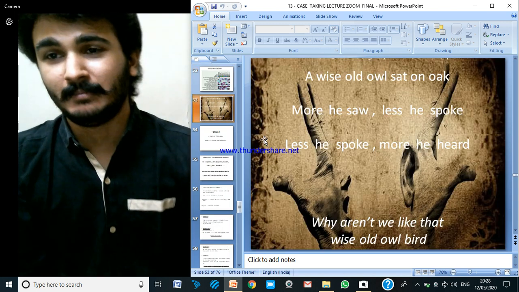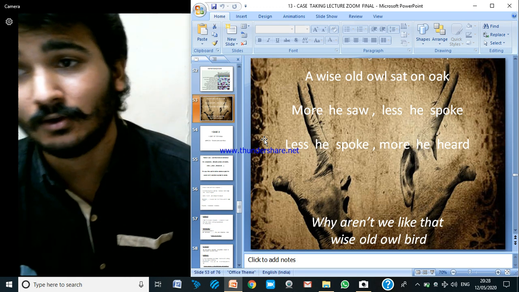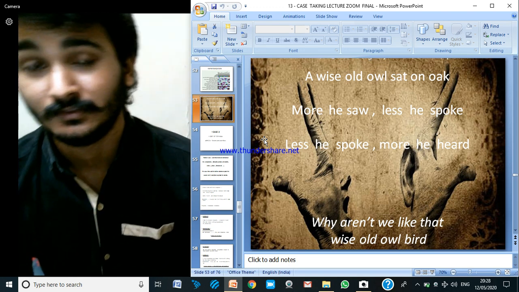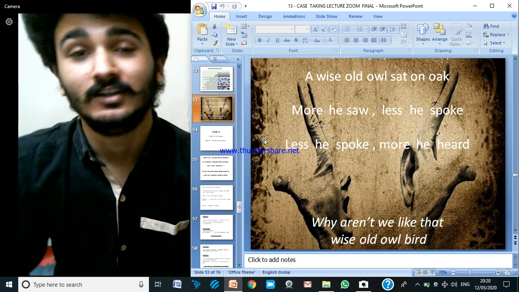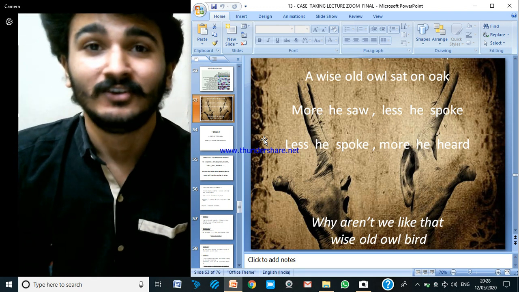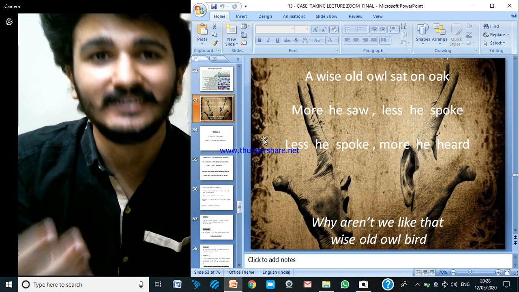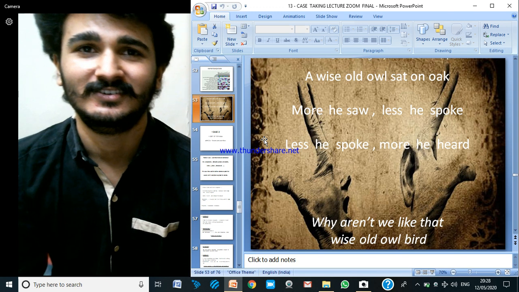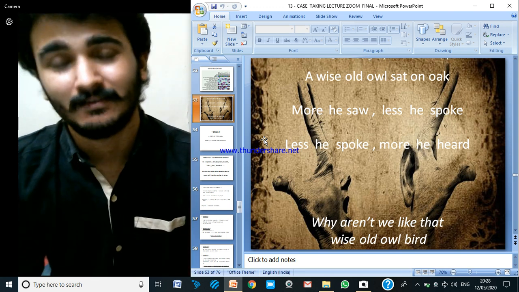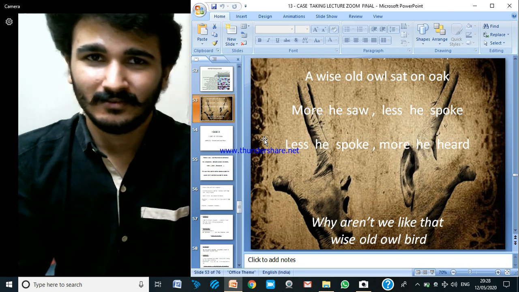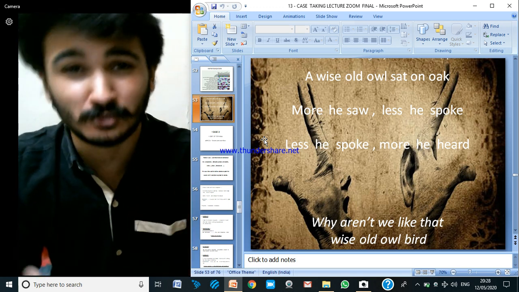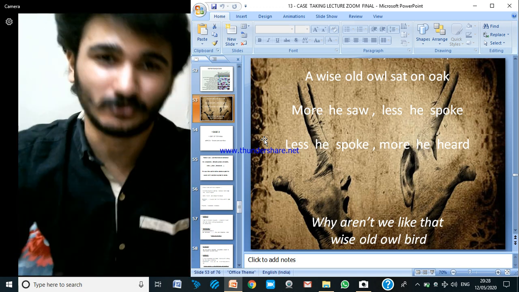So the message is that a wise old owl sat on an oak. The more he saw, the less he spoke. The less he spoke, the more he heard. Why aren't we like that bird? Why don't we listen? Why don't we see? Why do we speak more? Why don't we speak less? Why don't we hear more?